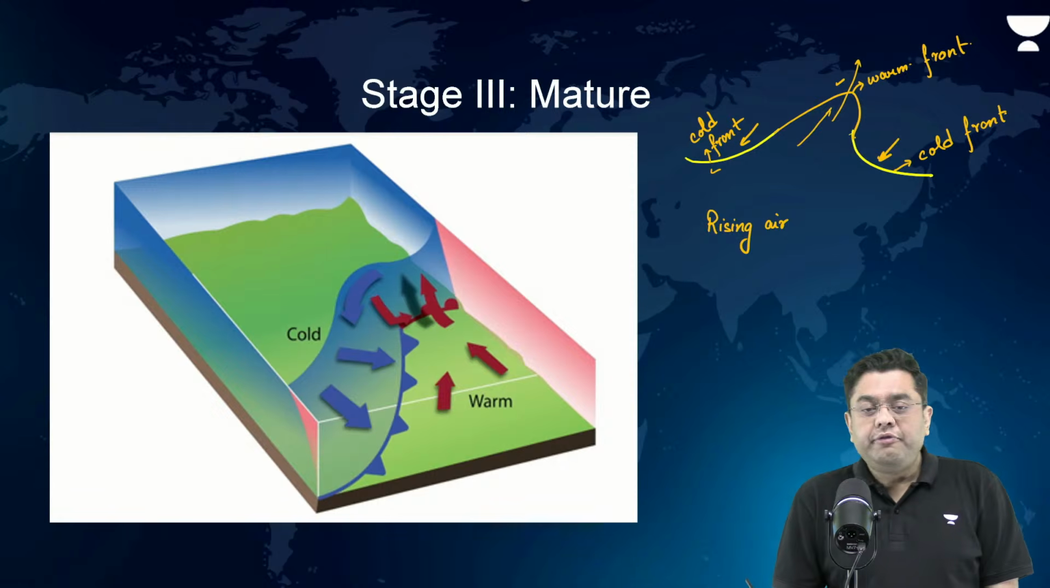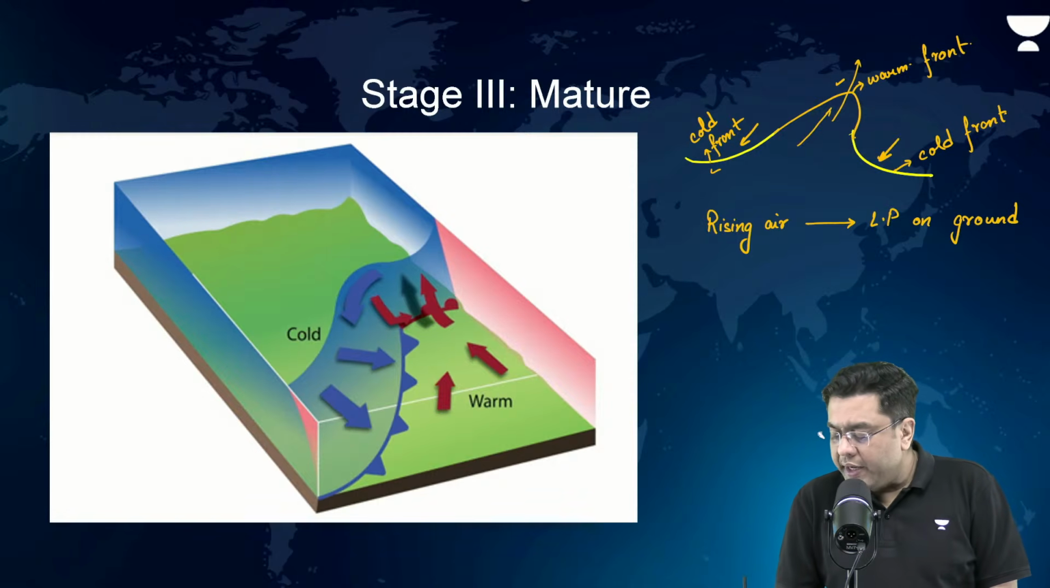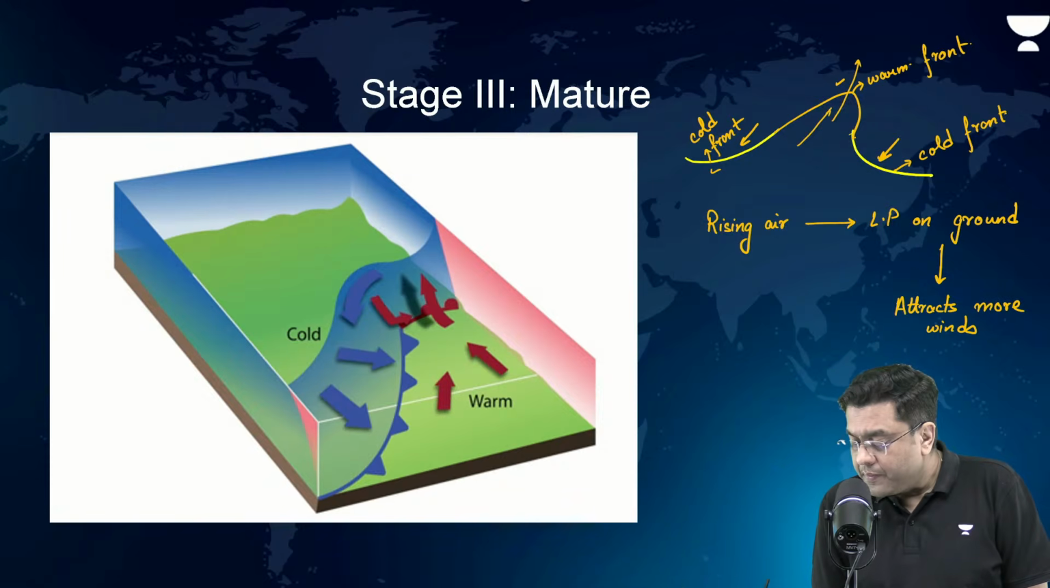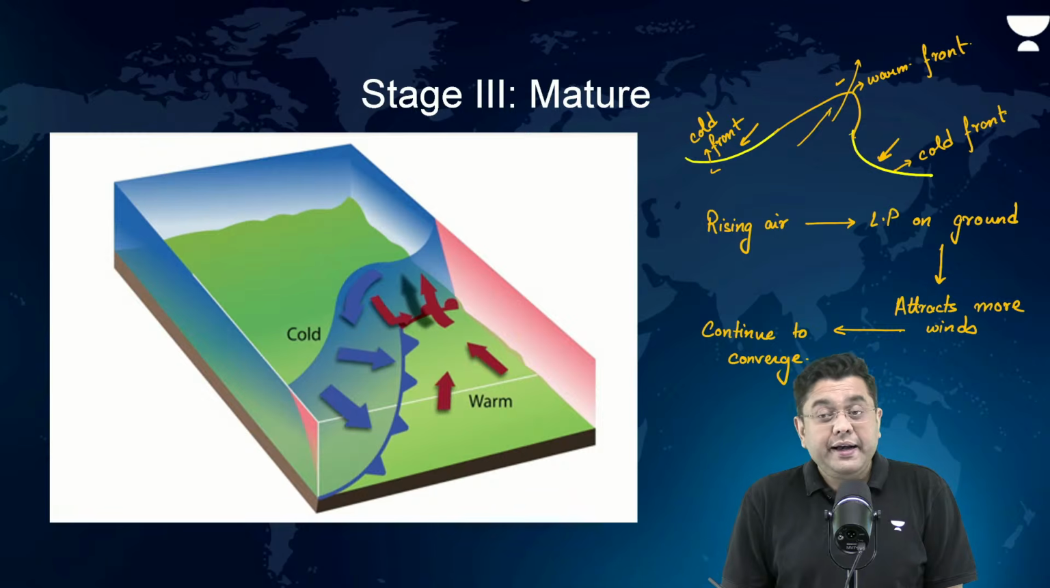Rising air will always create a low pressure on the ground. Now, low pressure attracts winds from all directions, more winds from colder areas also, from warmer regions also. These winds continue to converge. When they continue to converge, it will lead to what?